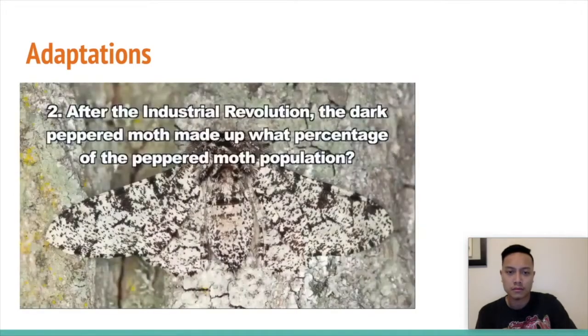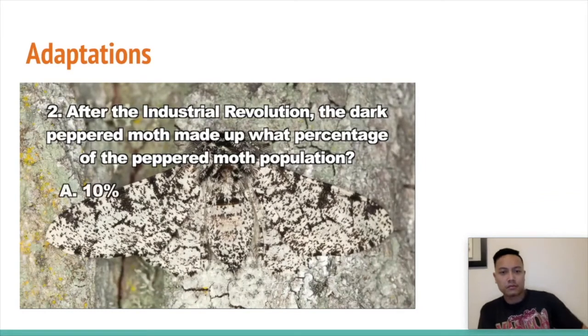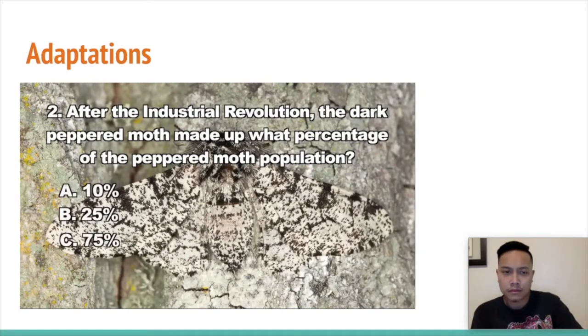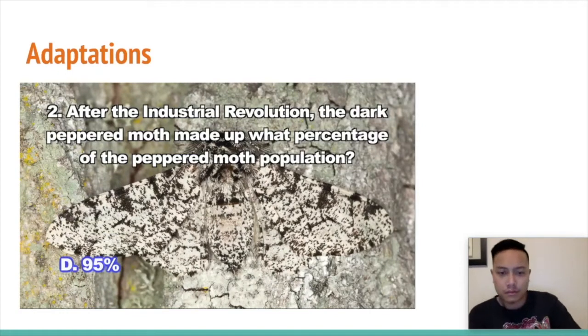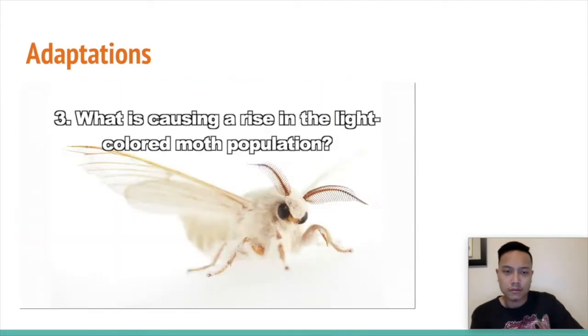Question 2. After the Industrial Revolution, the dark peppered moths made up what percentage of the peppered moth population? A. 10%. B. 25%. C. 75%. D. 95%. If you answer D, you know that the dark moths made up 95% of the population by 1895.